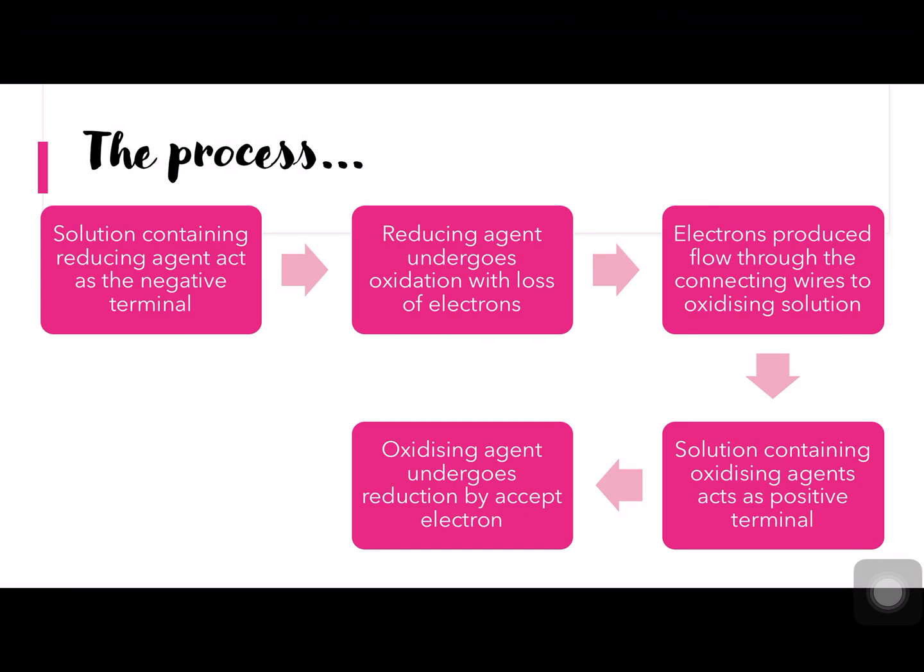This is the formal process. First of all, the solution containing the reducing agent will act as the negative terminal. Remember, negative terminal because electrons accumulate there. The solution that contains the reducing agent donates a lot of electrons, and they accumulate there, so it is called the negative terminal. Next, the reducing agent undergoes oxidation with loss of electron. What's next? The electrons produced will flow through the connecting wires to the oxidizing solution.